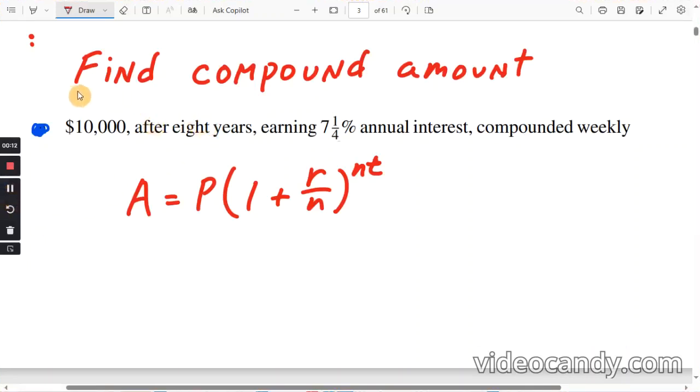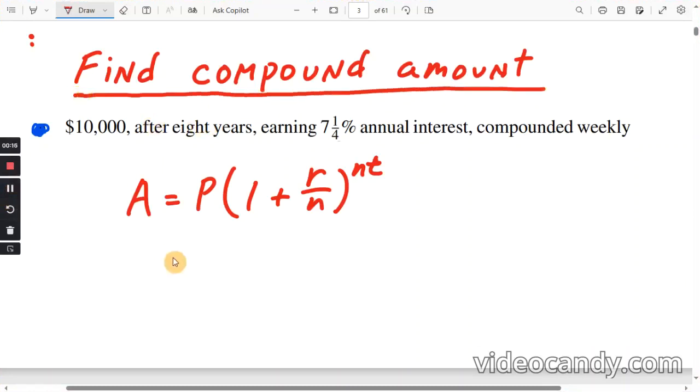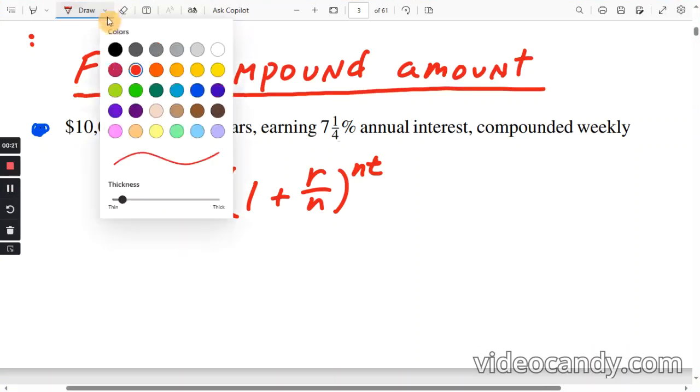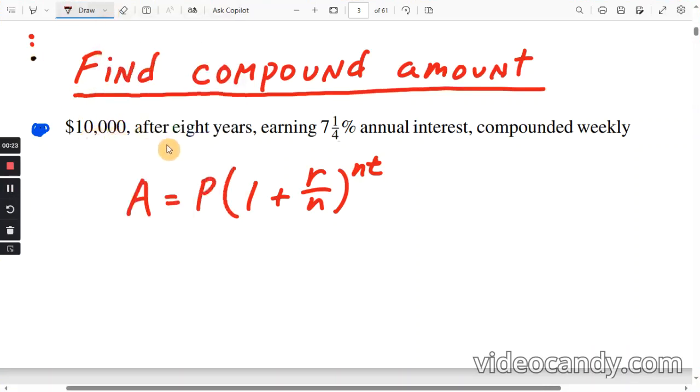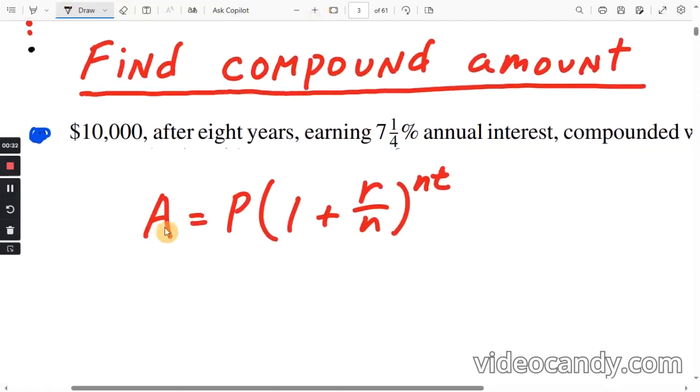All right, for this problem here, they want us to find the compound amount. That is basically the accumulation. So this is 10 grand invested for 8 years, earning 7 1/4% annual interest, compounded weekly. So A is the accumulated amount or the compounded amount. P is the principal invested. So we can see that this 10 grand is going to equal P.